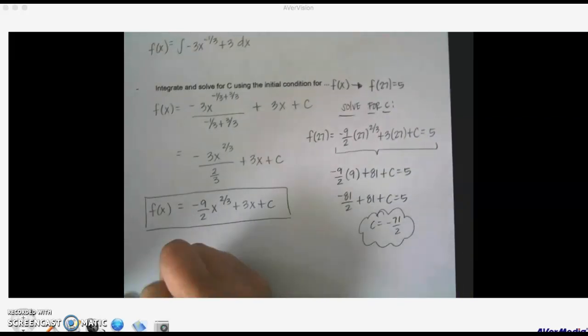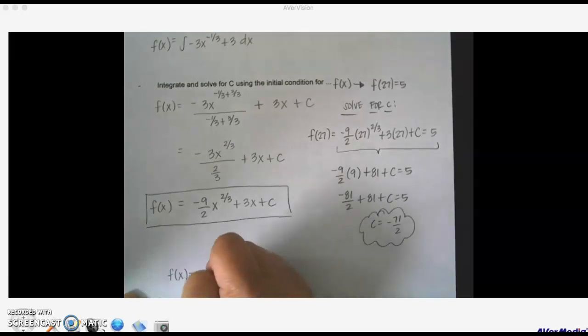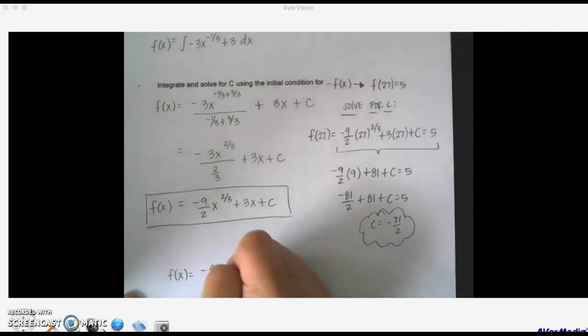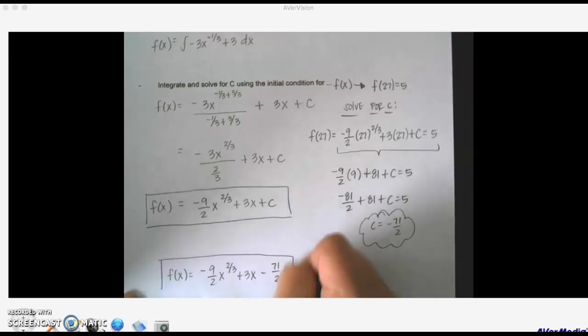So last thing, now we know that our original function, with the derivative and our second derivative, is going to be negative 9 over 2 x to the 2/3 plus 3x minus 71 over 2. There you go.